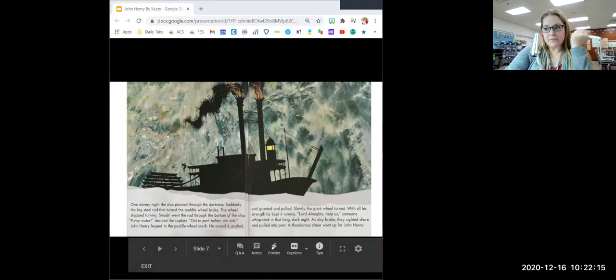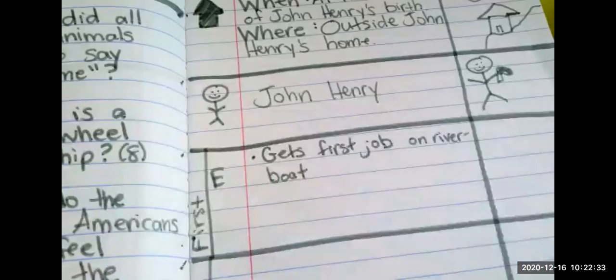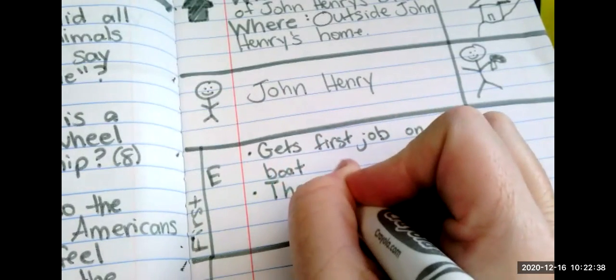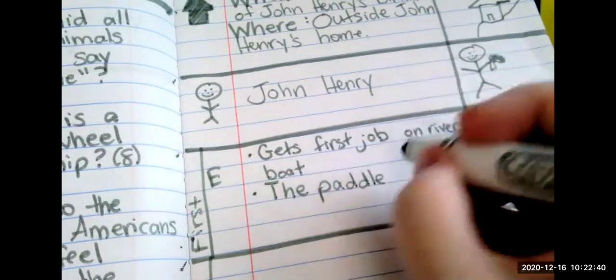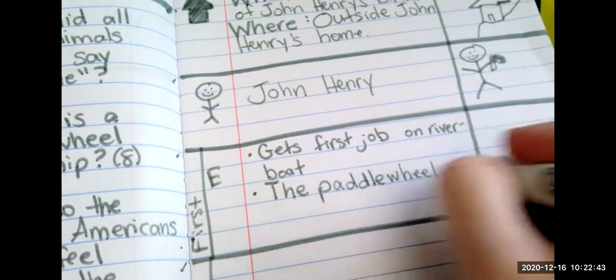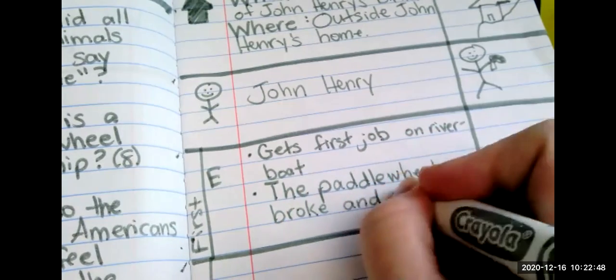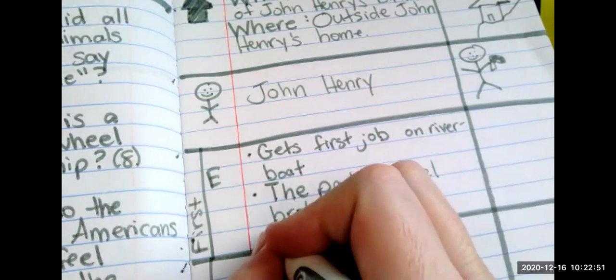Yeah, he ended up saving the people on the boat. He saved their lives because he got there and he grabbed onto the crank and he pushed it. And so he made the wheel start turning again, which pumped all the water out. So we need to add that to our chart for the first event. So we need to put the paddle wheel broke. And John saved them.